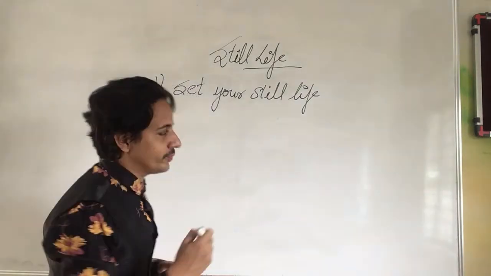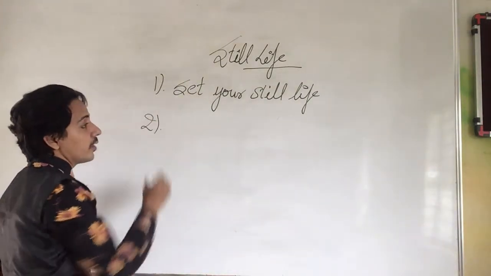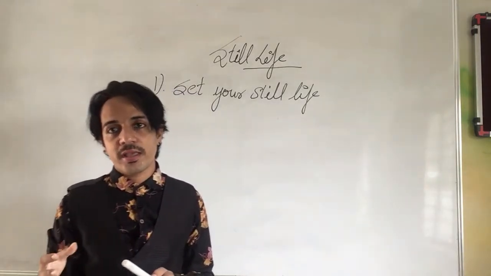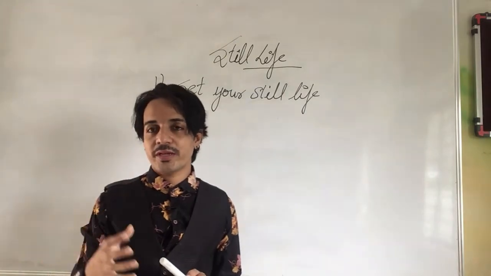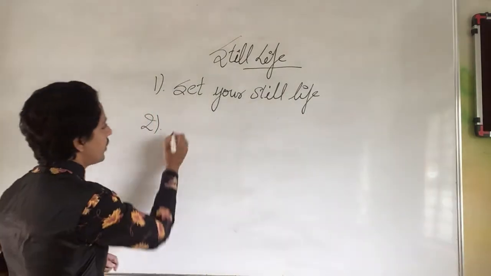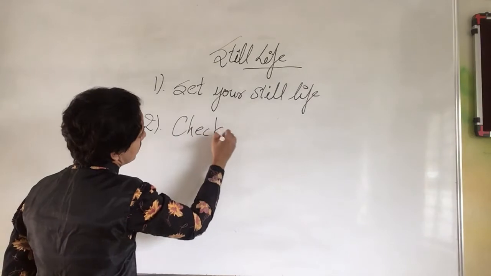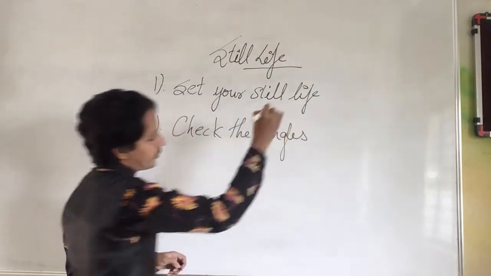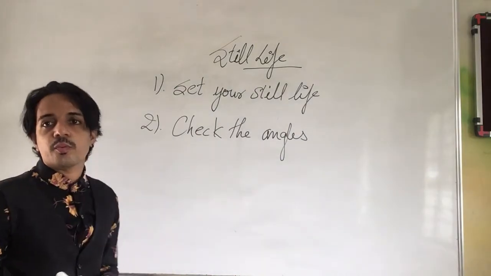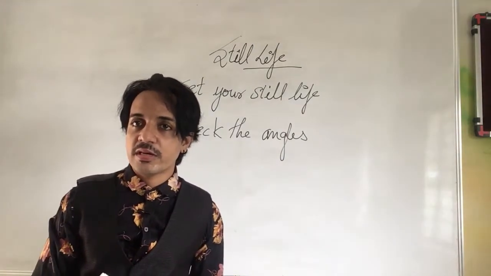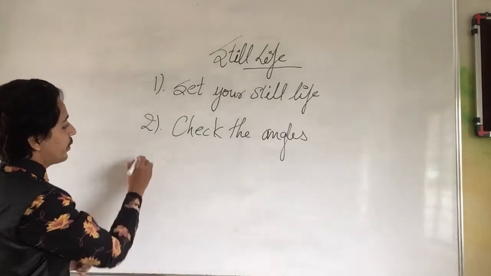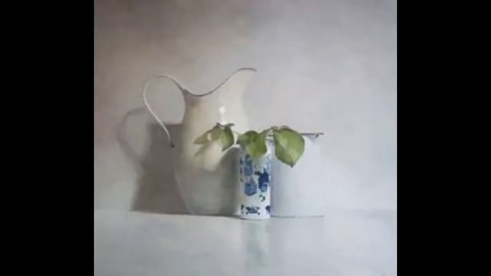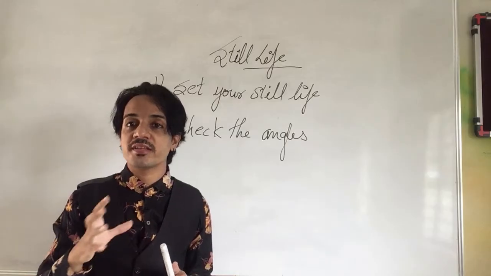Rule number 2, you need to check it from all the angles which are possible for you. So rule number 2 is check the angles. Check the angles while you are drawing the still life. Rule number 3 is a very important rule here. Rule number 3, you have to focus on the essential line.